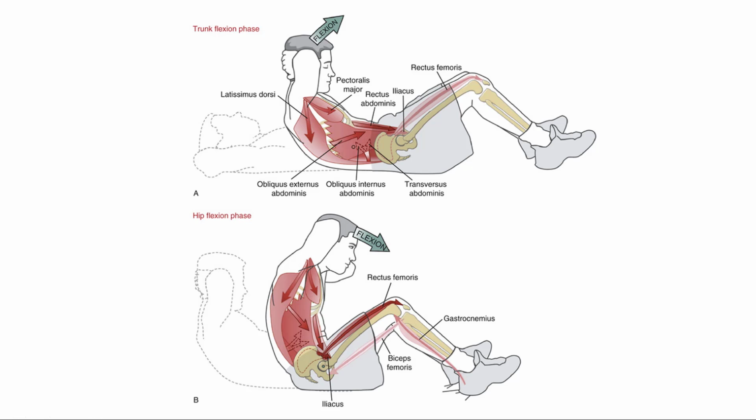So we'll look at some of the muscles that are involved here. We looked at the muscle groups in the previous few slides. Now we're going to look at the specific muscles that are involved in the execution of these tasks. So here you are doing a crunch, and again the crunch is just looking at pure trunk flexion.